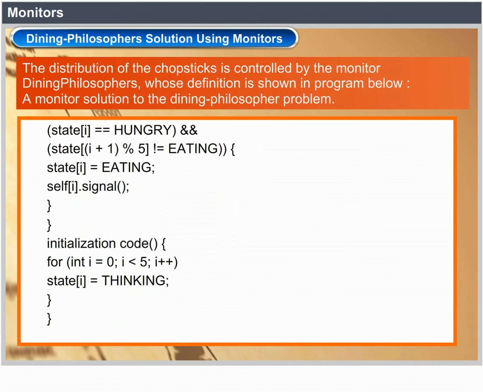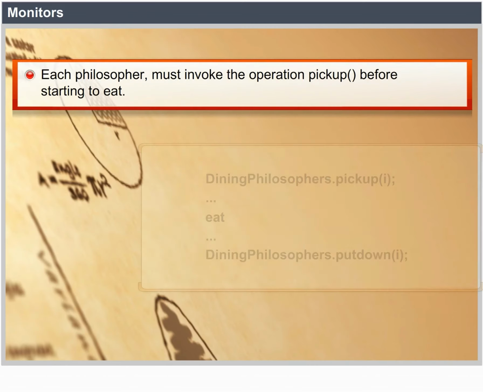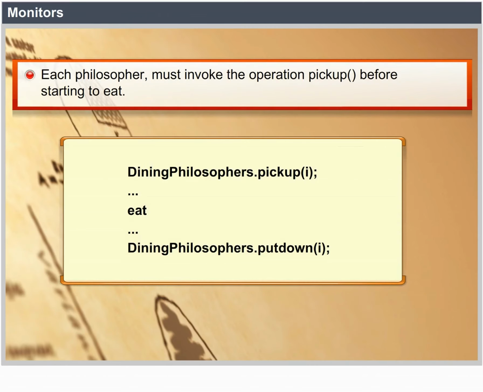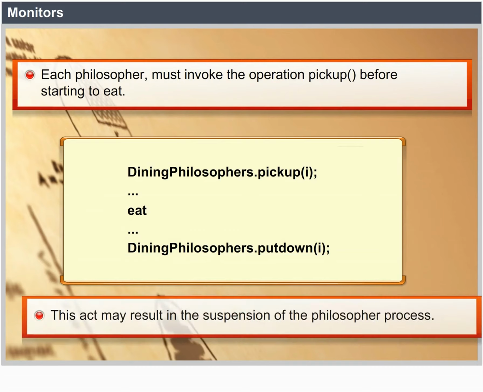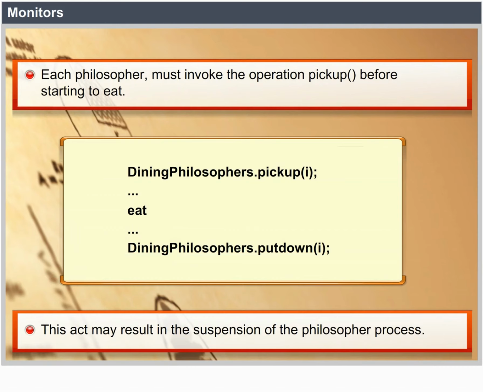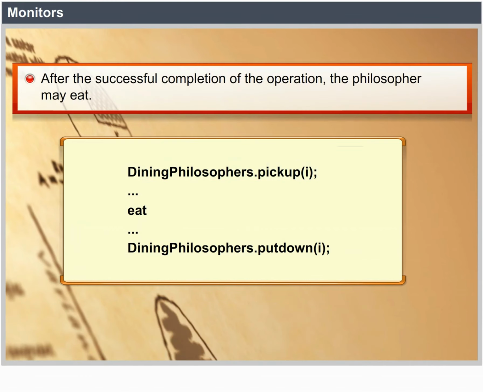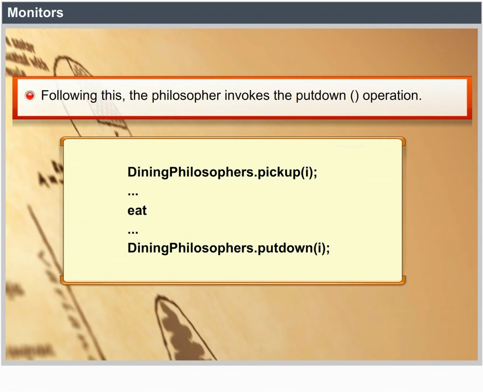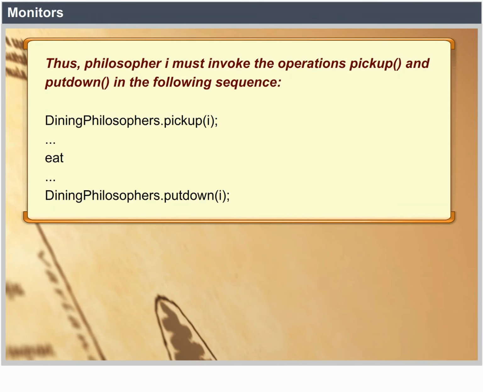Each philosopher, before starting to eat, must invoke the operation pickup(). This act may result in the suspension of the philosopher process. After the successful completion of the operation, the philosopher may eat. Following this, the philosopher invokes the putdown() operation. Thus, philosopher i must invoke the operations pickup() and putdown() in the following sequence.